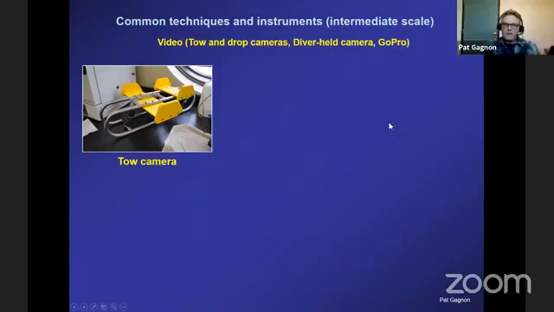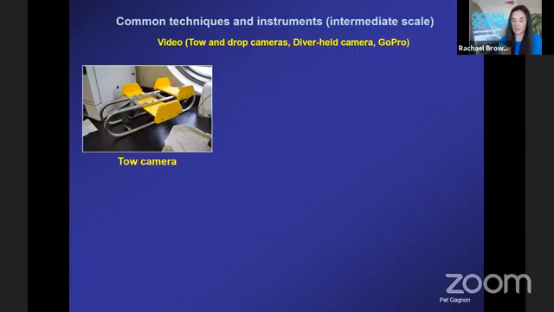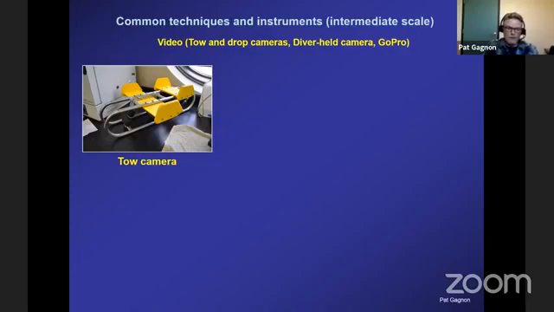So I want to just keep going and shift to intermediate scale. The stuff I've said so far was fine scale, looking at things over a very narrow window. Going intermediate here, we can use different kinds of camera systems. That's a tow camera system that you would attach to a boat, and as you sail with the boat, you could have this go down in the water column, and there's a camera attached to it, pointing towards the seabed. As it floats in the water, it takes images of the seabed.